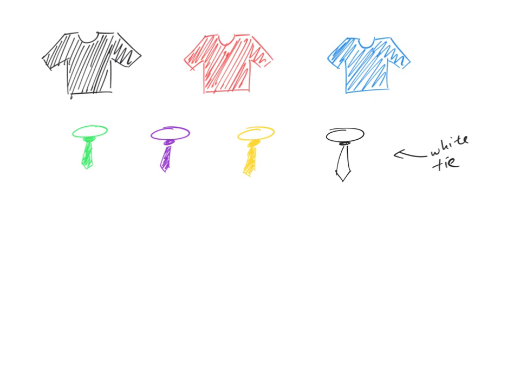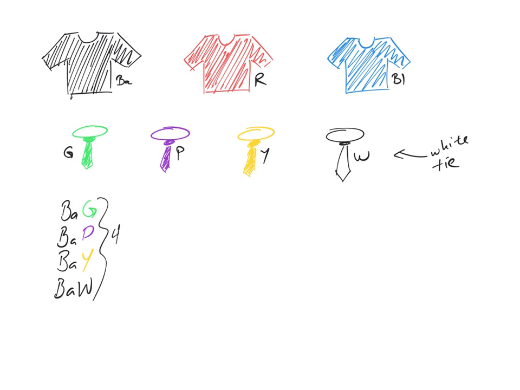So what I'll do here is I will say the shirts we can call BA for black, R for red, and BL for blue. And for the ties, I can use G for green, P for purple, Y for yellow, and W for the white tie. So the first thing that comes to mind is I could take any one of these ties and pair it up with this black shirt. So I could pair it up with the green tie, the purple tie, the yellow tie, or the white tie. So right off the bat, I see there are 4 possible ways I can do that.